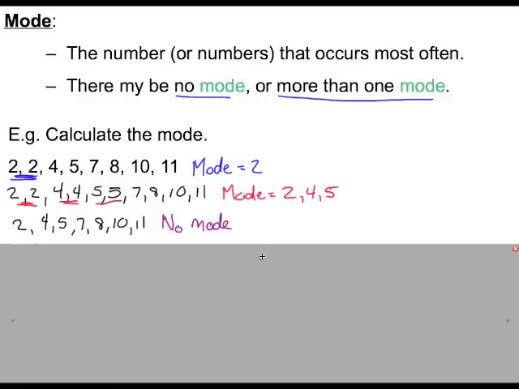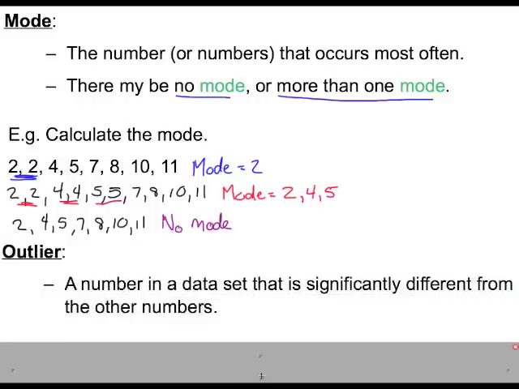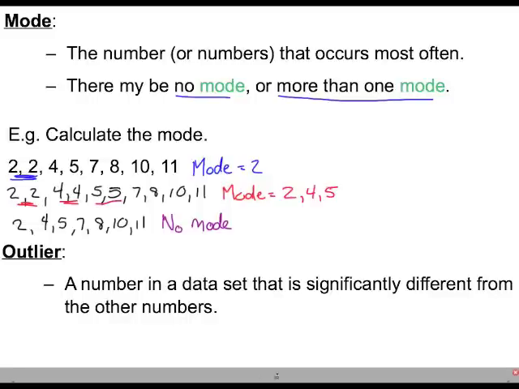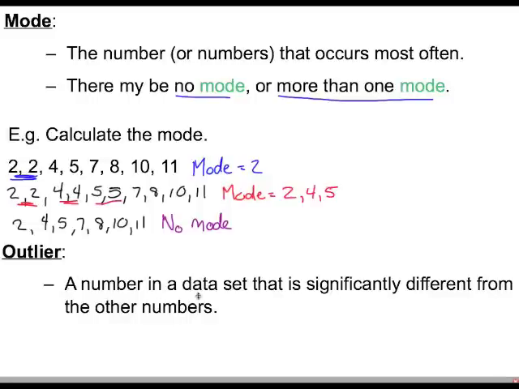One more thing to consider is outliers. Outliers is any number in a data set that is significantly different from the other numbers. Now we already saw some numbers that are significantly different when we looked at the median. Let's take a look at another example of numbers where we have an outlier.